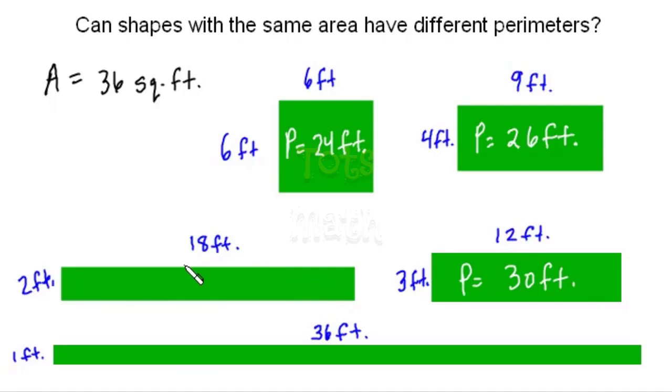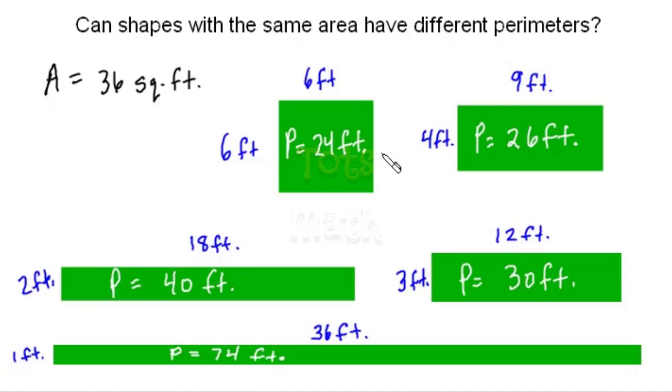This garden has 2 sides that measure 18 feet long, that's 36 feet, and 2 sides that are each 2 feet long, that's another 4 feet. So altogether the perimeter here is 40 feet. And finally, this rectangular garden has two sides measuring 36 feet, so that's 72 feet, plus the other two sides each measure 1 foot. 72 plus 2 more feet is 74 feet.